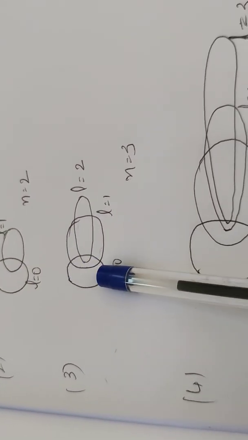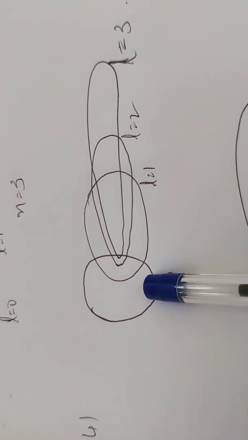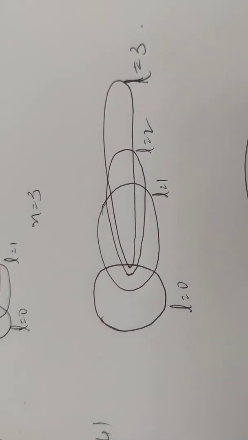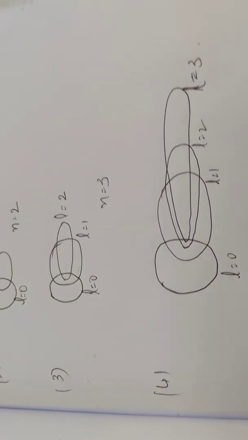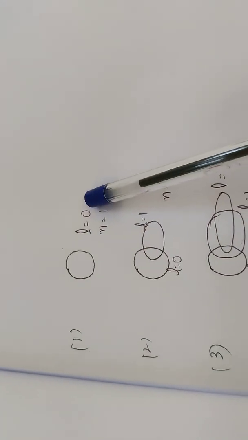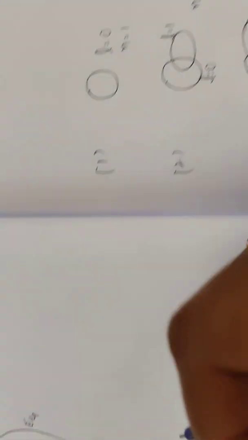If you take the third, it has two elliptical orbits. If you take the fourth one, it has three elliptical orbits. So this concept was introduced by Sommerfeld. For this elliptical orbit, he kept the name as L, and N for stationary orbits.